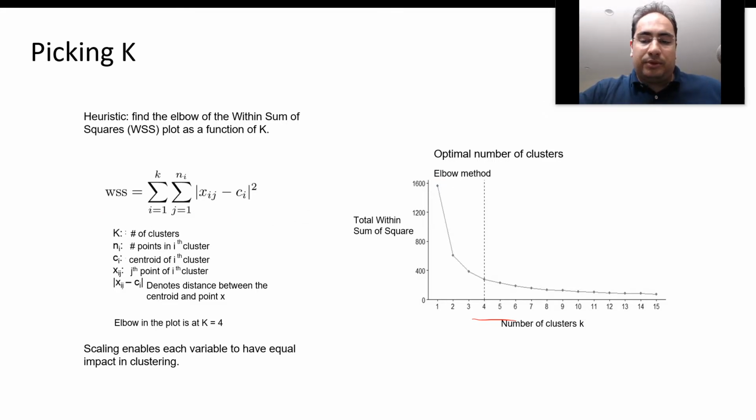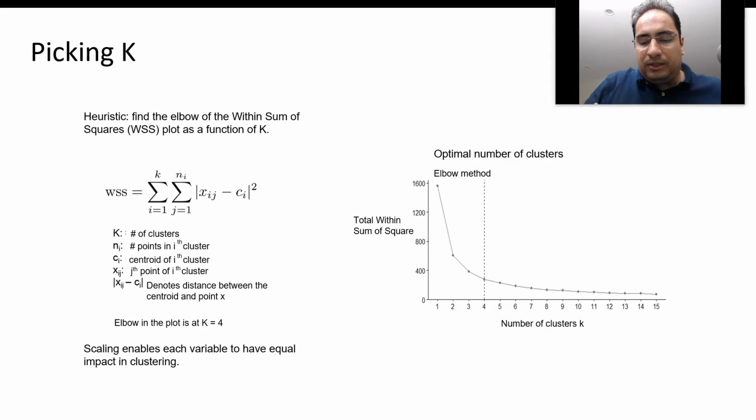One good approach, which is heuristic, is to plot WSS, the total within sum of squares, over the number of clusters. You take a look at this diagram to see where it stops going down quite sharply and starts to flatten out. That's the elbow of this plot.